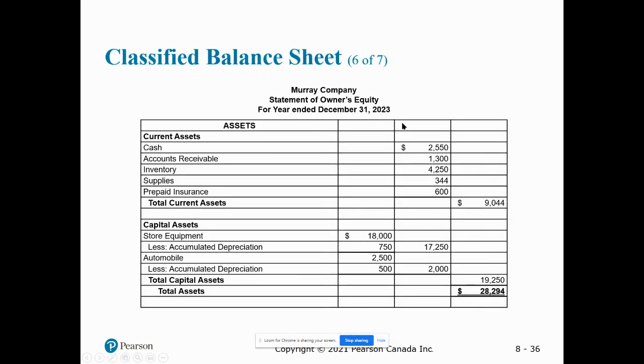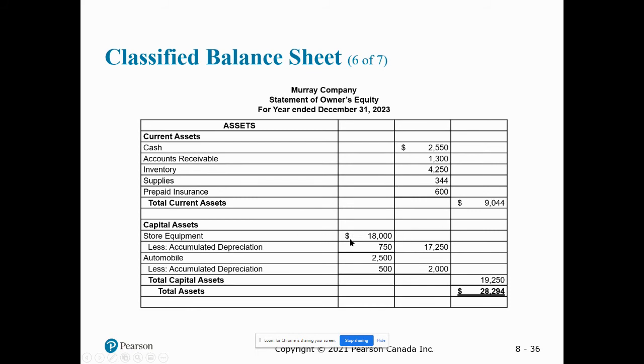So when I'm preparing the balance sheet, a classified balance sheet, I list the items. I say, here's my assets. I list them in the current assets first. I then subtotal my current assets. Notice how I'm using the columns again. So I start off here. I say, well, here's all my current stuff.